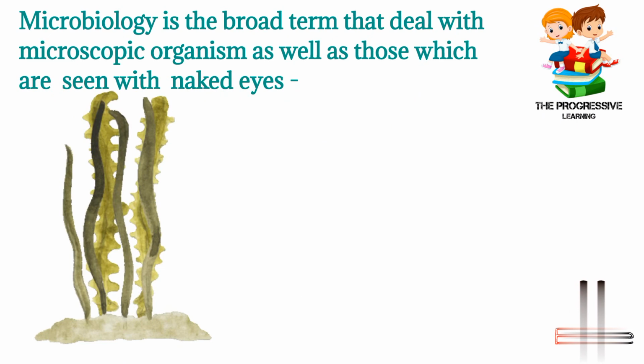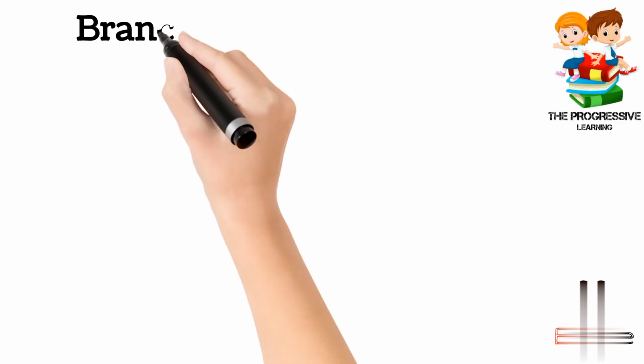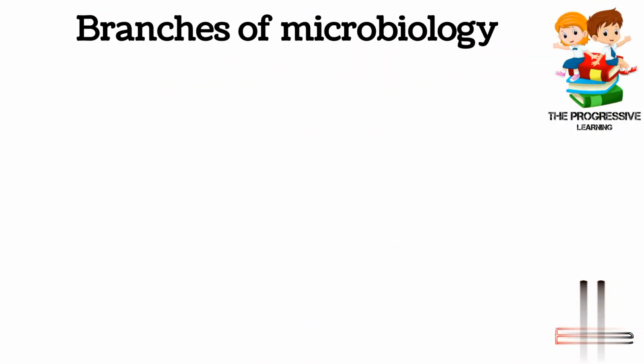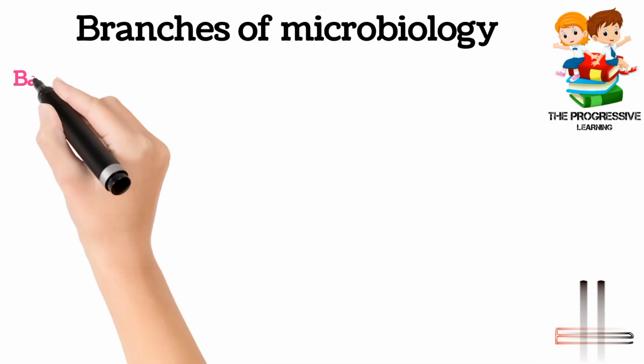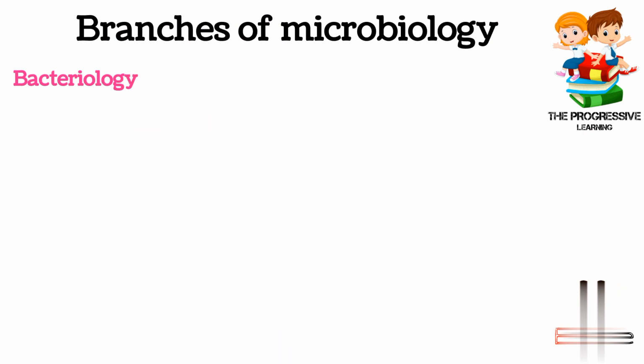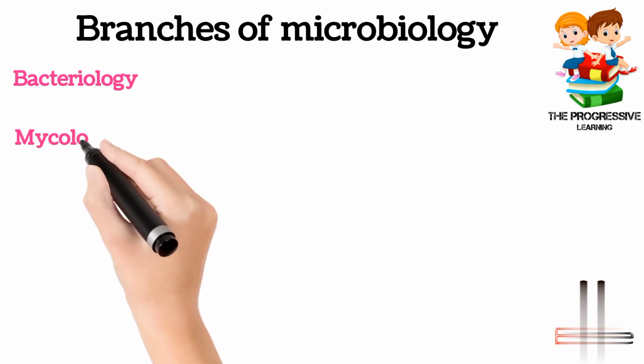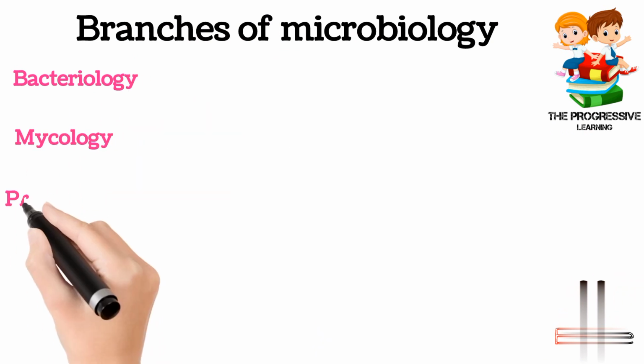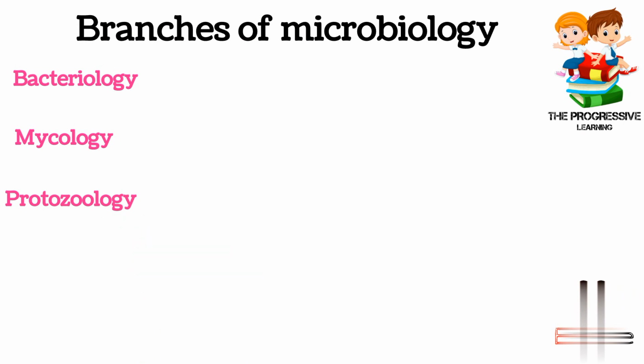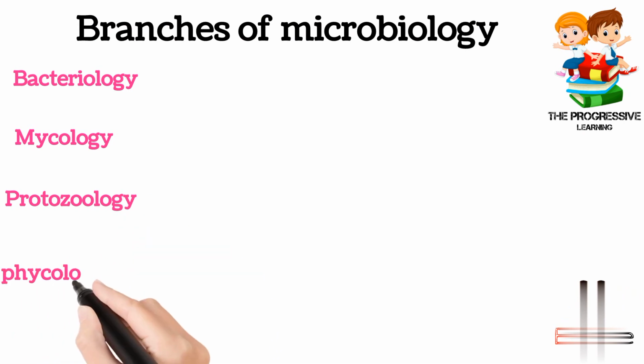Here are the four major branches of microbiology, and we will discuss them briefly one by one. The very first branch is bacteriology. The second one is mycology. The third one is protozoology. And the fourth one is phycology.